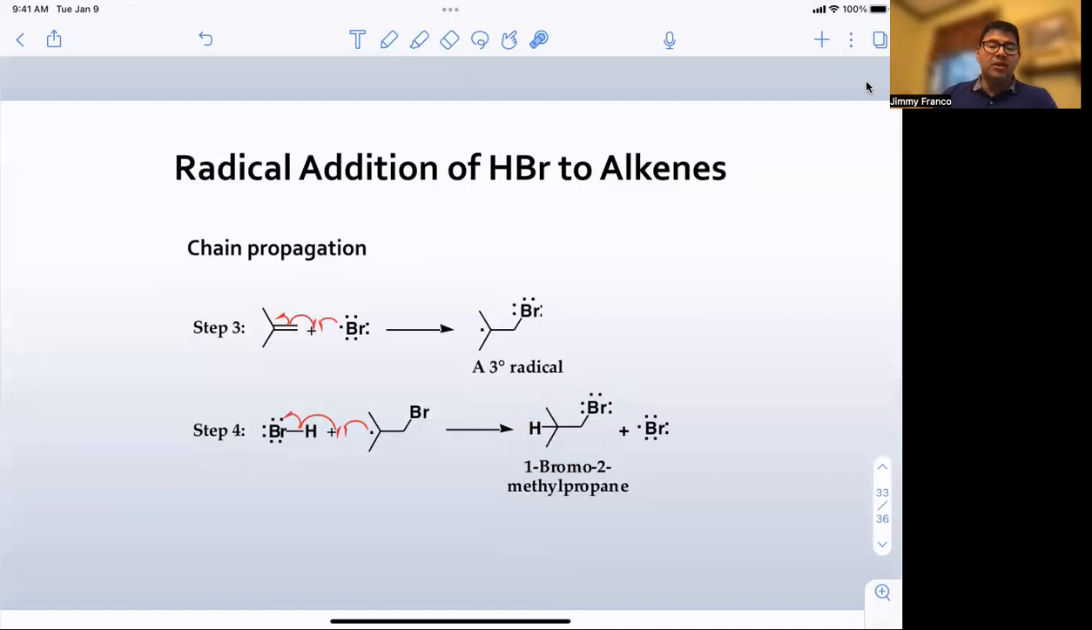So still the same rule if there's no peroxide, that bromine, the chlorine is going to add to that more substituted. If we add peroxides, we do anti-Markovnikov. So that halogen is going to add to that least substituted carbon of the double bond.